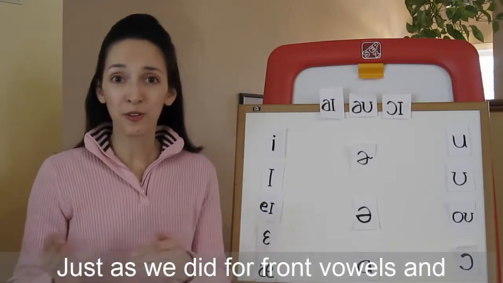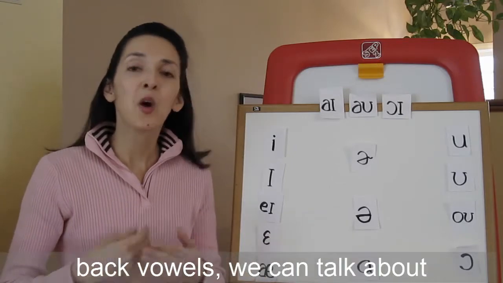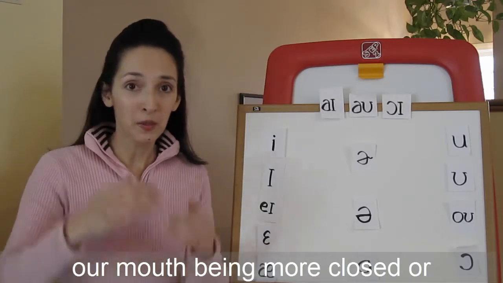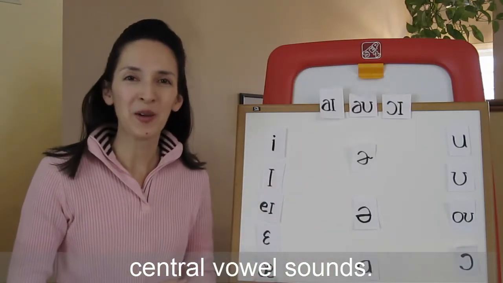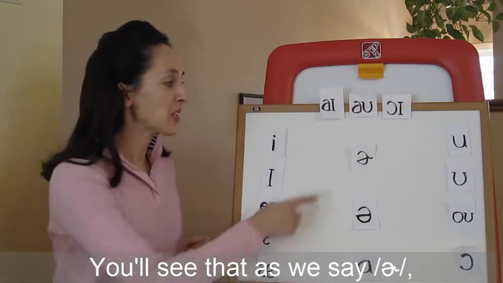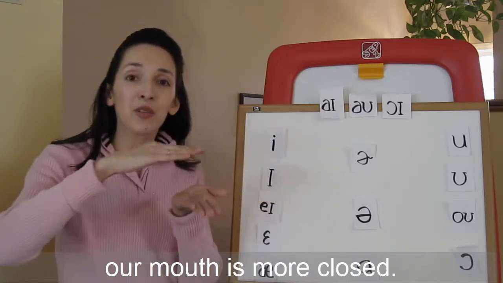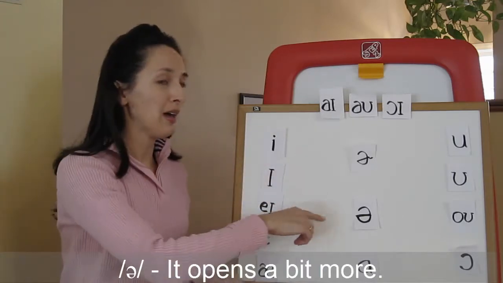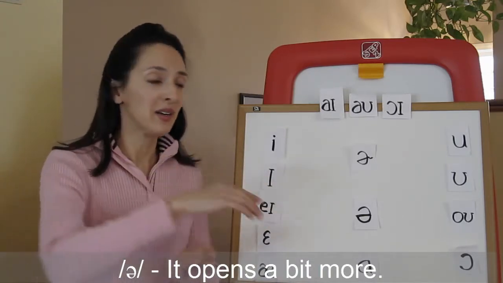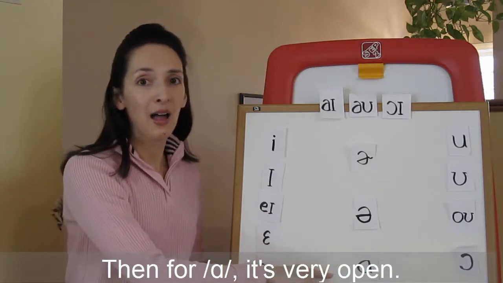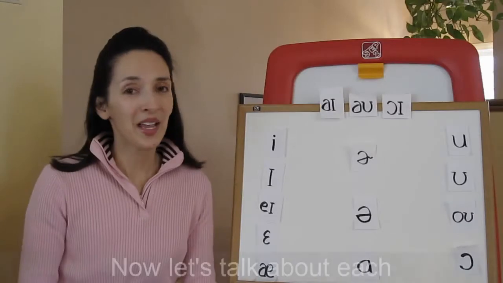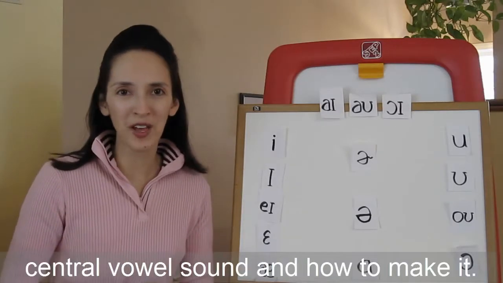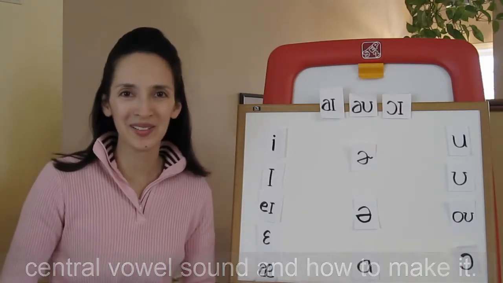Just as we did for front vowels and back vowels, we can talk about our mouth being more closed or more open when we say central vowel sounds. You'll see that as we say our mouth is more closed. It opens a bit more, and then for it's very open. Now let's talk about each central vowel sound and how to make it.